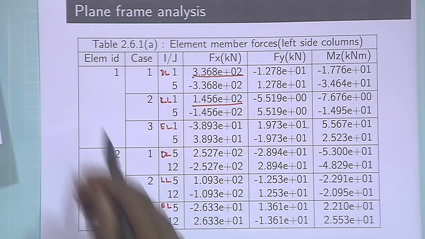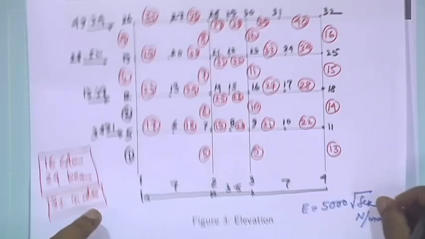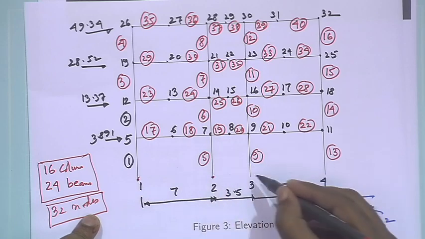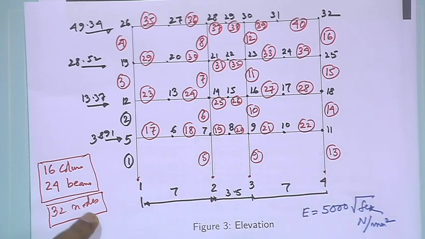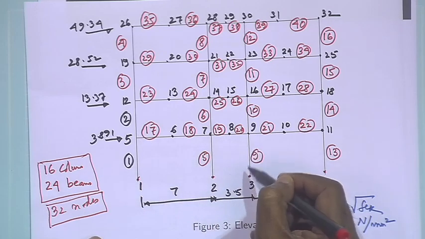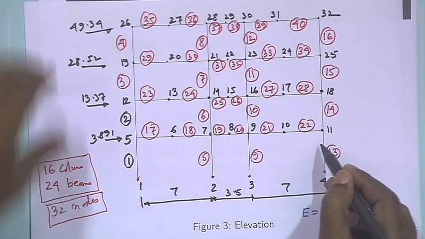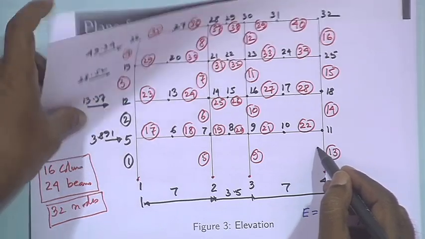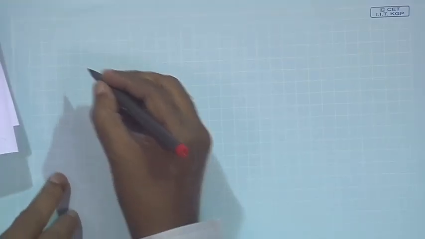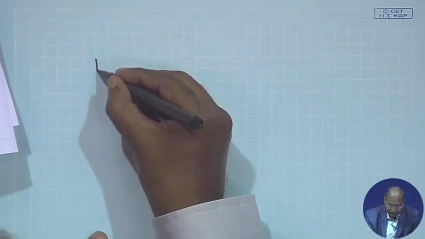So, what we shall do here, we are interested in this particular one, you see, at this node, this node, this node and this node. This column only we are interested in. So, let us write that down, then it will be clear. So, for dead load, element number means we are having here elements.